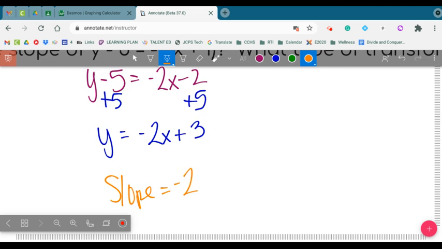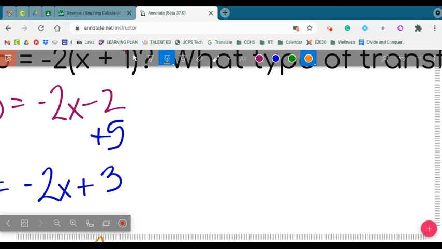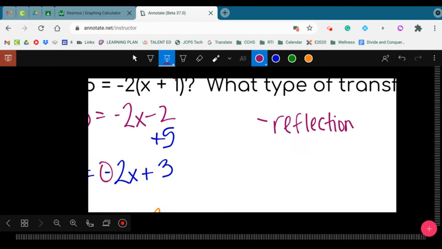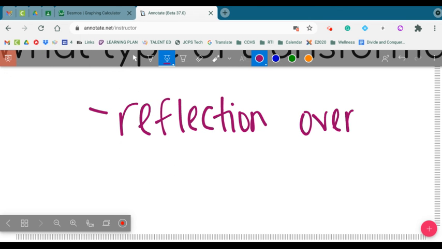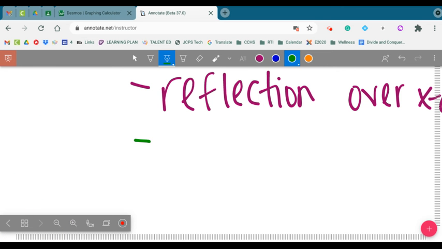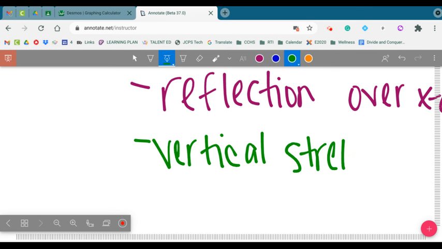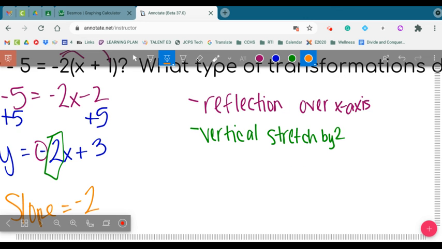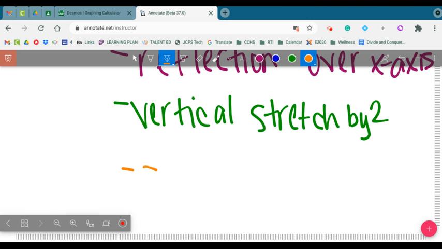Now, what transformations are occurring? First thing we look at, negative sign. So there's a reflection over the x-axis. We look at the 2. It's bigger than 1, so it's a vertical stretch by 2. And lastly, we look at the plus 3 on the end, which means it's a shift up 3.